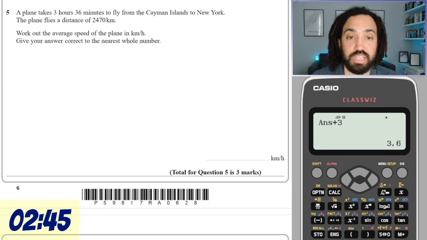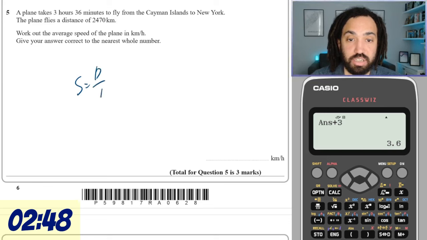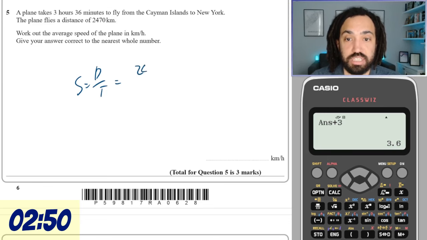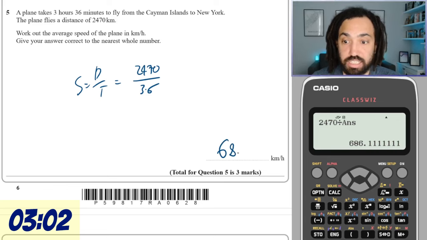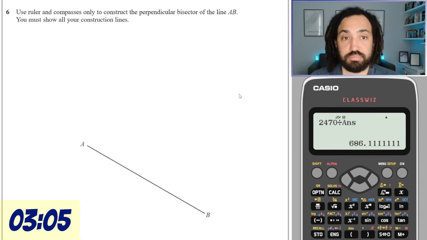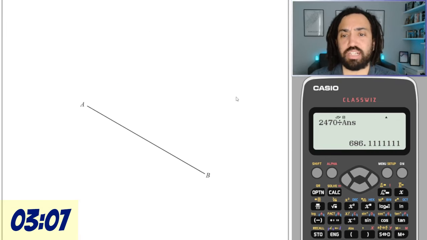And now if I want the speed, speed is equal to distance over time. So the distance is this, and I need to divide that by the time, 3.6. So I'm going to do this, and I'm going to make use of the answer button, press divide. And does it want it to the nearest whole number? Perfect. So 686. Bosh.